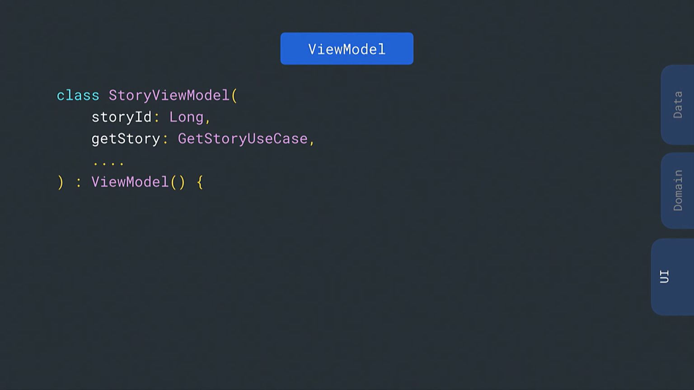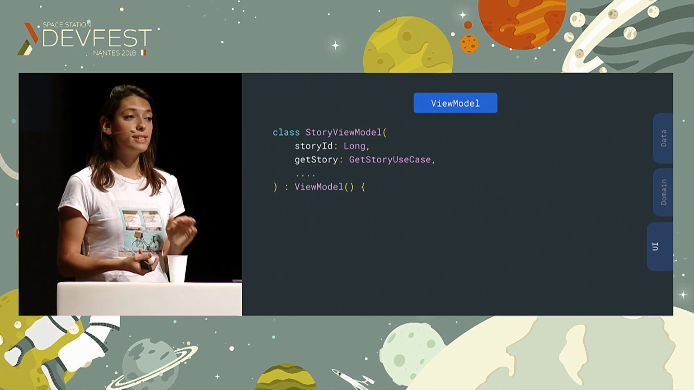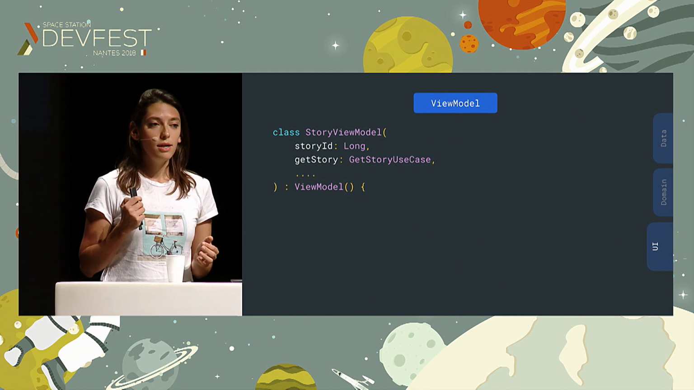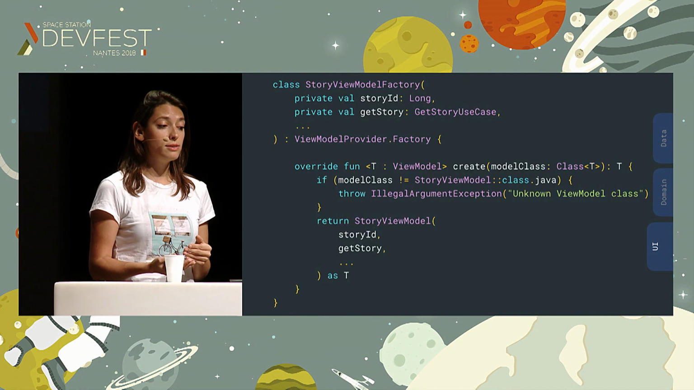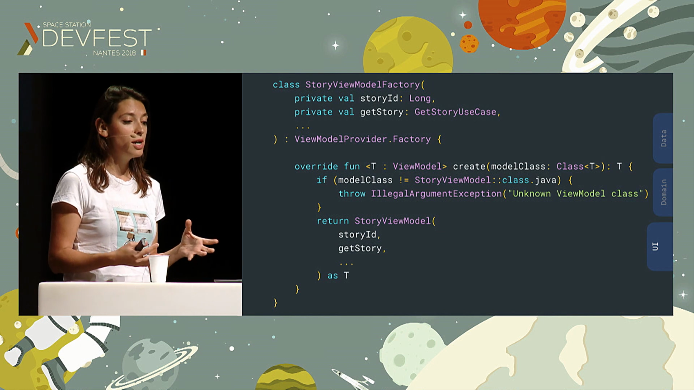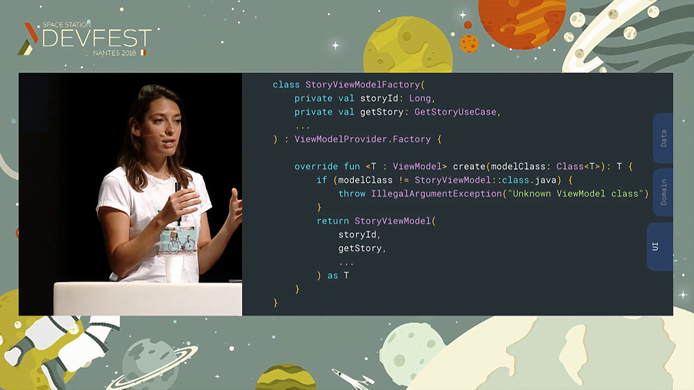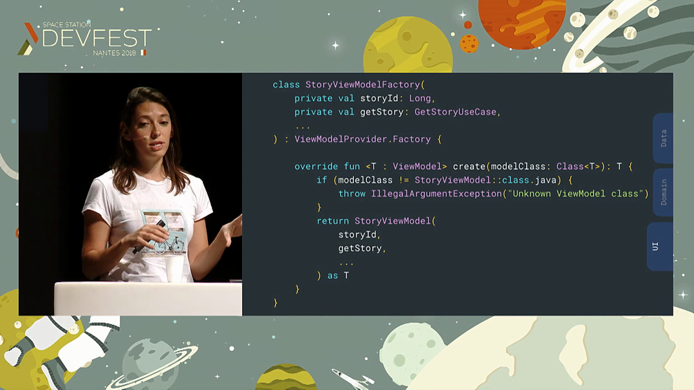So for example, for the UI where we want to display a detail screen for a story, our view model looks something like this. We would have as a parameter the story ID, the ID of the story, and then several other use cases. And we would extend from the view model. But we would also create a view model factory. This is because, by default, the view model constructor can't have arguments. So we will have a view model factory for every view model that we need to create.